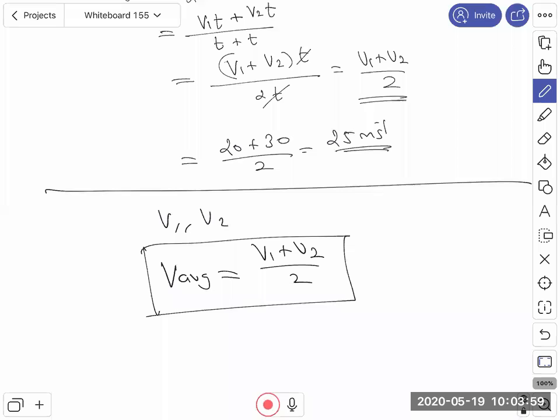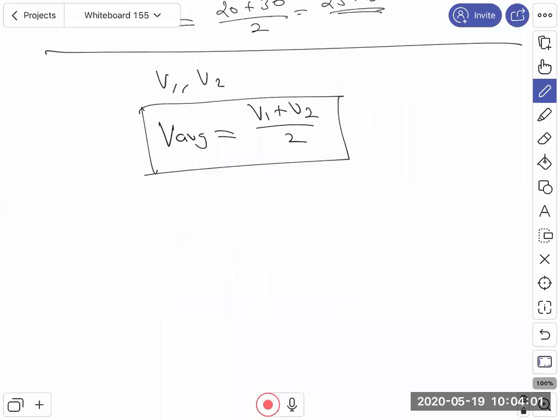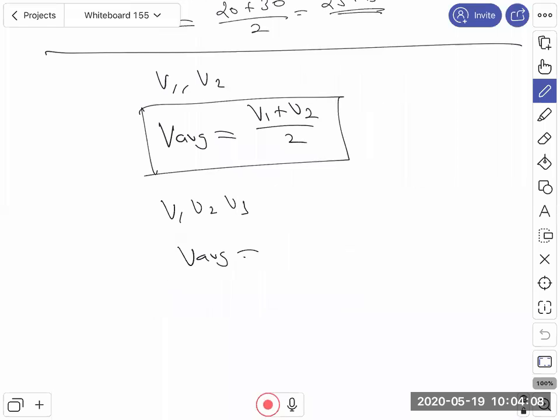So if there are three velocities, what will be the equation? If there are velocities v1, v2 and v3, what will be the equation for average velocity? V1 plus V2 plus V3 upon 3. Yeah, that becomes v1 plus v2 plus v3 divided by 3 if it is traveling with velocities v1, v2 and v3 for the same time.